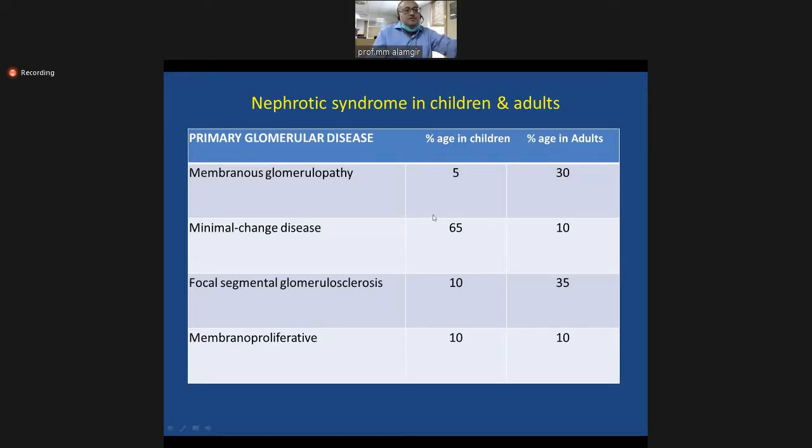While on the contrary, in children, the overwhelming majority, 65% of nephrotic syndrome in children is because of minimal change disease. Then we have focal segmental, membranoproliferative, or membranous glomerulopathy. So there is a difference in proportion of various glomerulopathies which may result in nephrotic syndrome in children as well as in adults. So you need to remember this fact while attempting the MCQs.